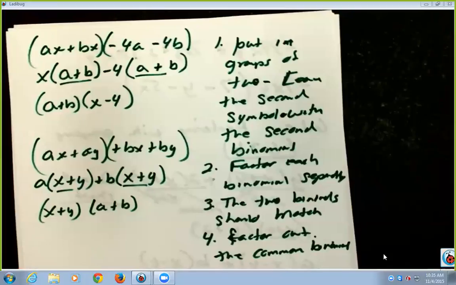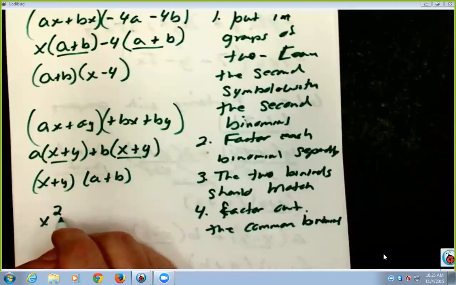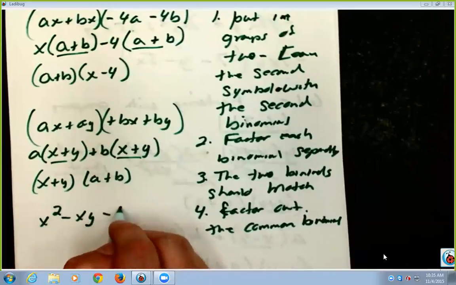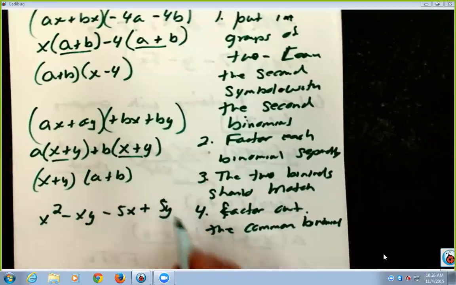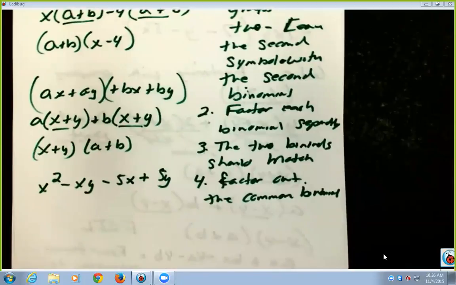One more in there. What if you had x squared minus xy minus 5x plus 5y? What's going to happen to it?